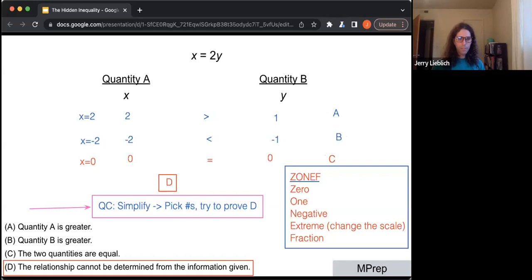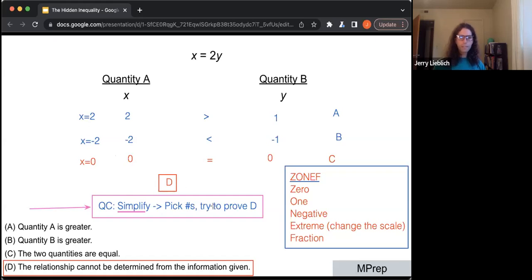So I want you to keep this idea in mind as we do our work today. And as I mentioned before, we're going to focus on ways to simplify problems. But keep in mind that in all the problems we do, after we're done with simplification, if that doesn't solve it for us, we're then going to try to pick numbers and try to prove D using Zone F.